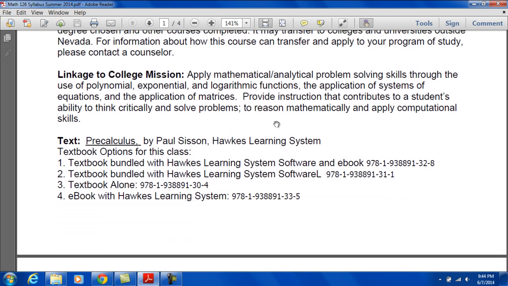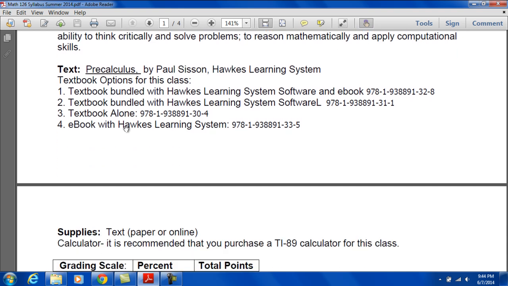The linkage to college admission is to apply mathematical and analytical problem-solving skills through the use of polynomial, exponential, and logarithmic functions, the application of systems of equations, and the application of matrices. The course provides instruction that contributes to the student's ability to think critically and solve problems, to reason mathematically, and apply computational skills. The textbook is Pre-Calculus by Paul Sison, the 2nd edition.